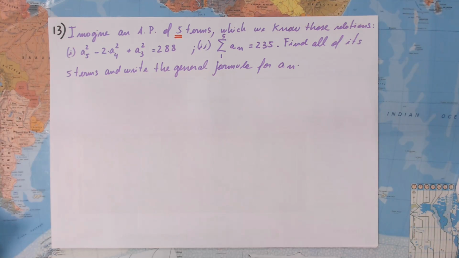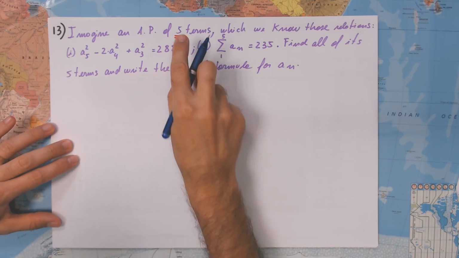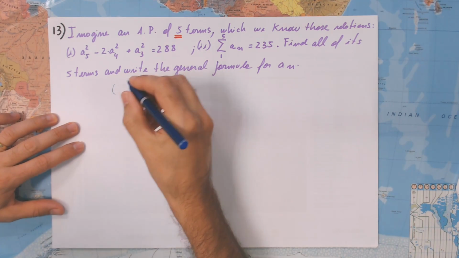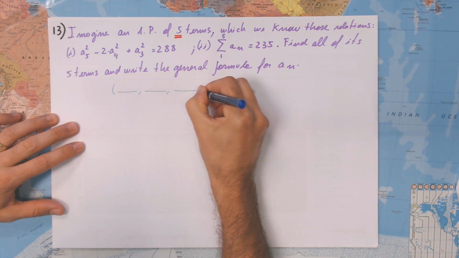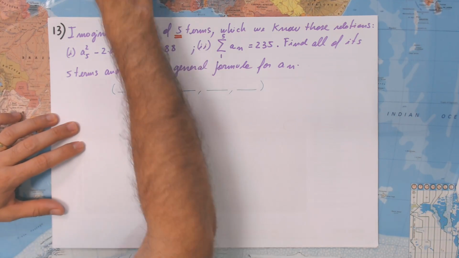Okay, the first thing you have to do, let's write this sequence. This sequence is going to be like this. We're going to have 5 terms: 1, 2, 3, 4, 5. The middle term we're going to call A.